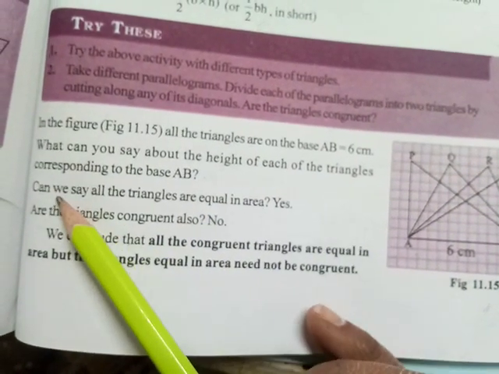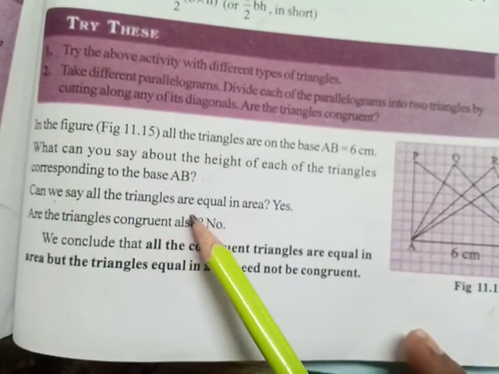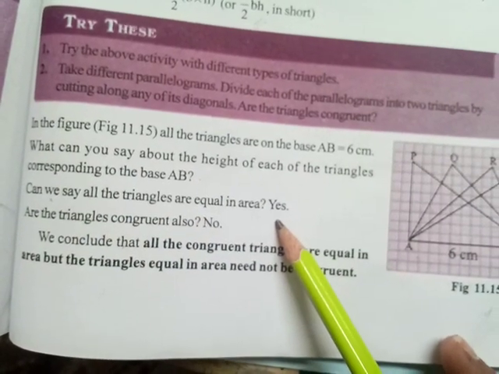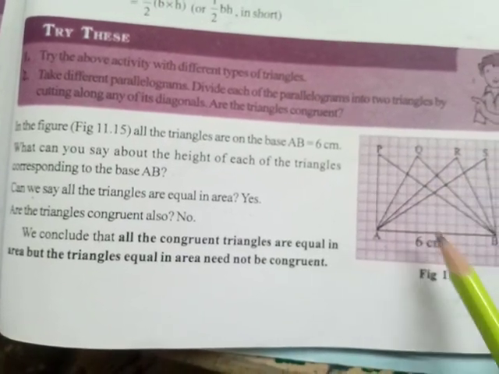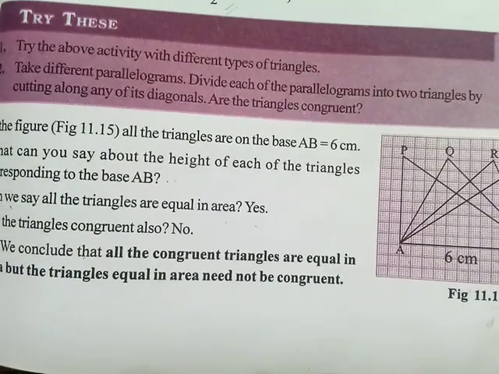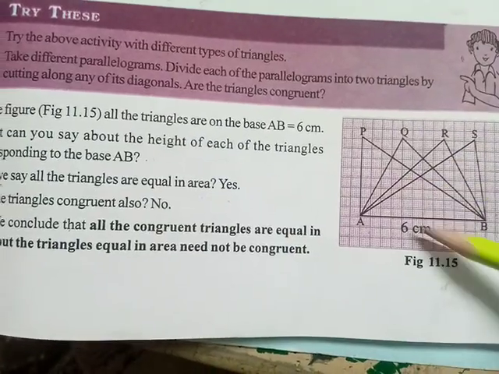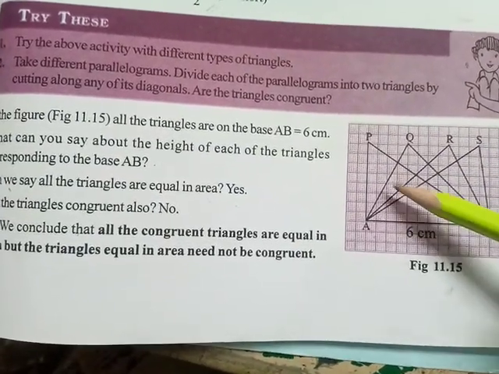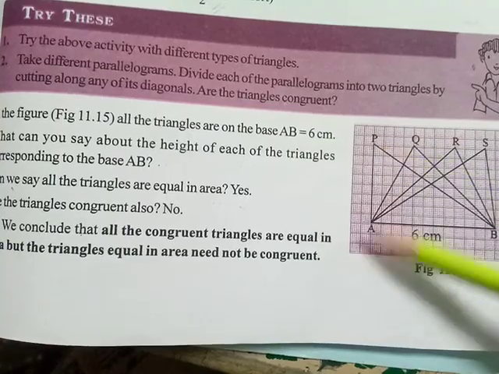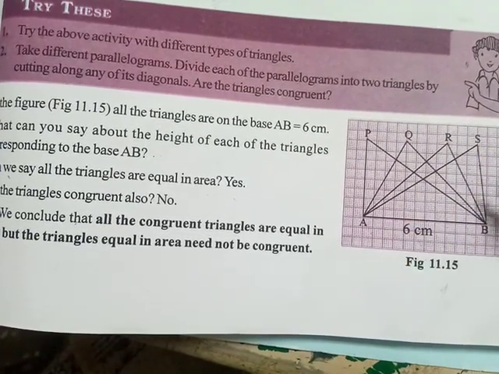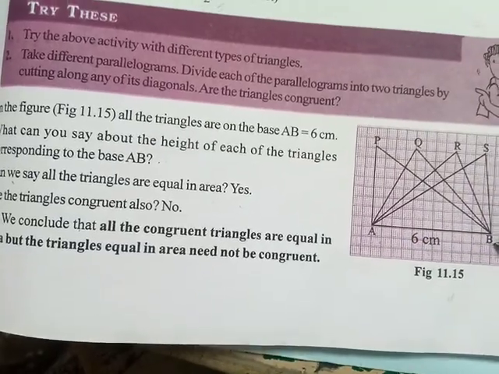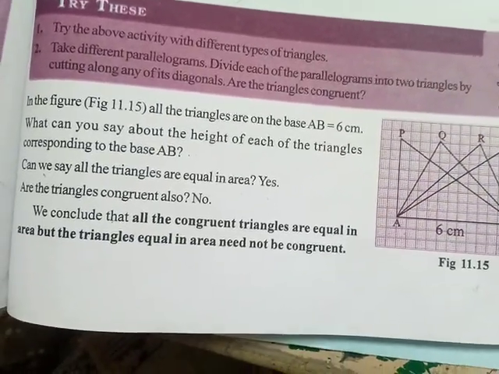So what we can say? Can we say all the triangles are equal in area? Yes, because base and height both are equal. So whenever you find the area of this triangle, obviously the area of each triangle is equal. Means area of PAB, area of QAB, area of RAB and area of SAB, all are equal.